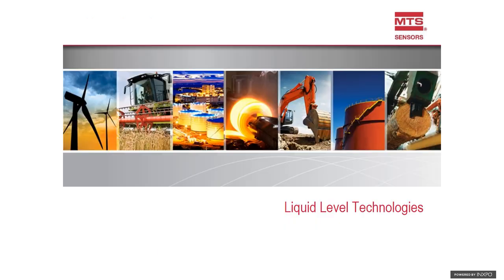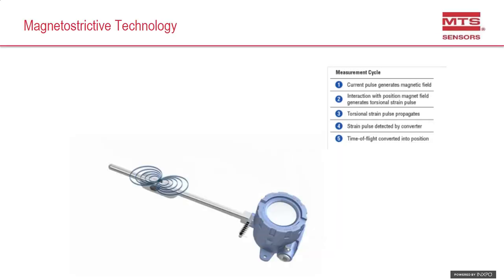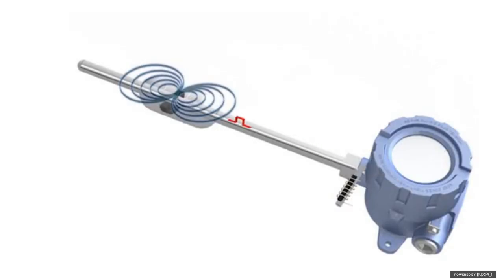So that's it for the hazardous area markings. The next part we're going to do is take a look at three of the common liquid level technologies, and we're just going to run through some information about them. So the first one we're going to start with is magnetostrictive technology. And then this is just a little slide showing some information about it. And then the next part is going to be a video illustrating how it works.